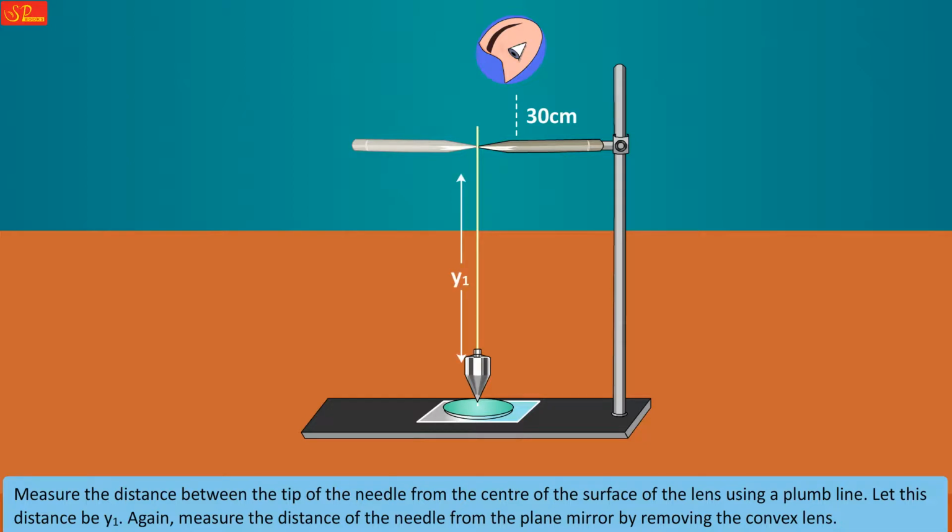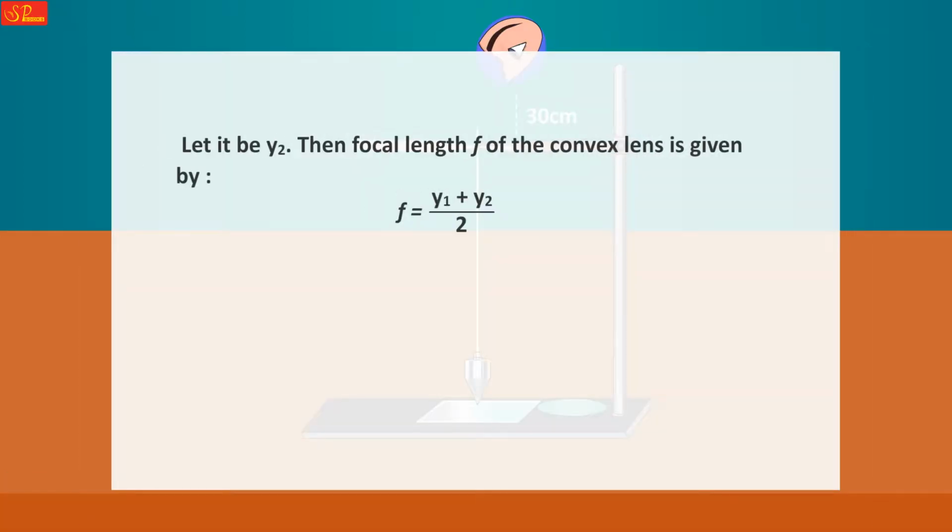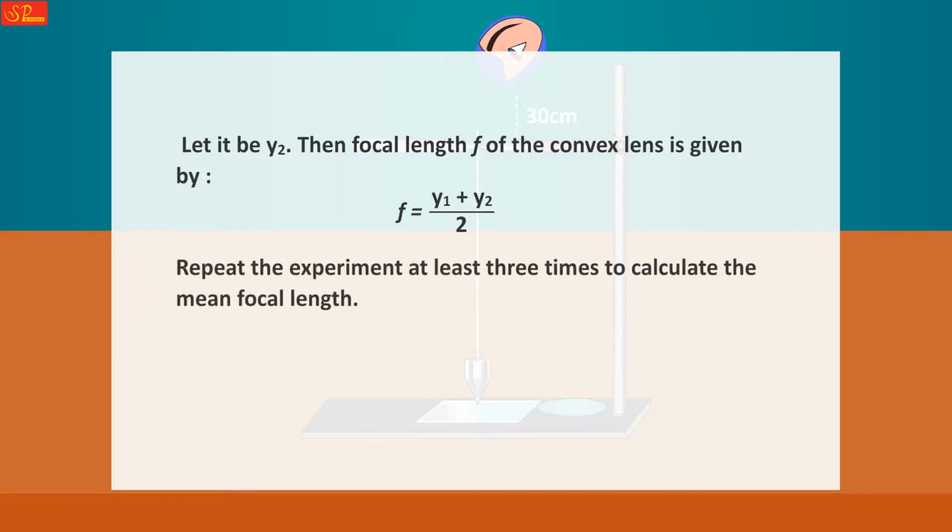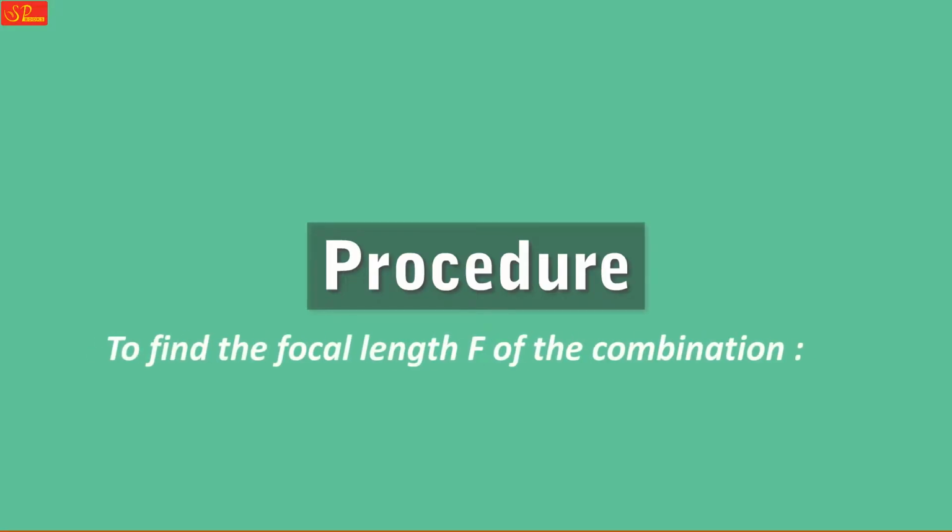y1. Again, measure the distance of the needle from the plane mirror by removing the convex lens. Let it be y2. Then the focal length f of the convex lens is given by f equals y1 plus y2 by 2. Repeat the experiment at least 3 times to calculate the mean focal length.